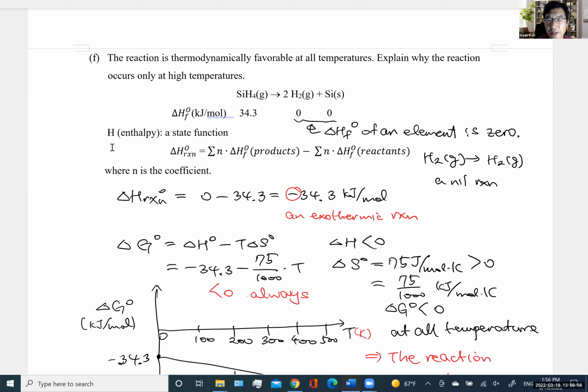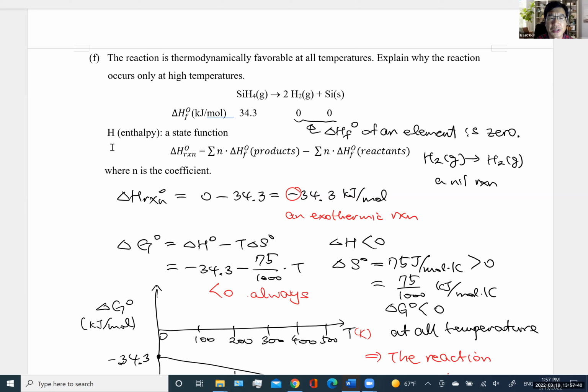I found these formation enthalpies in the back of the textbook. The formation enthalpy of silicon tetrahydride is 34.3 kilojoules per mole, but for hydrogen and silicon it is 0. Why? Remember, formation enthalpy is defined as forming the compound or chemical species from its most stable elements. The most stable form of hydrogen and silicon is itself. For example, from the most stable element, hydrogen gas, to hydrogen gas, it is a nil reaction. There is no reaction. So the formation enthalpy of any stable element is 0.